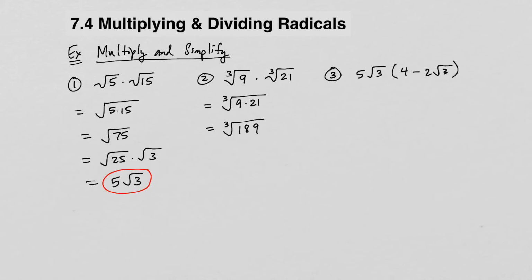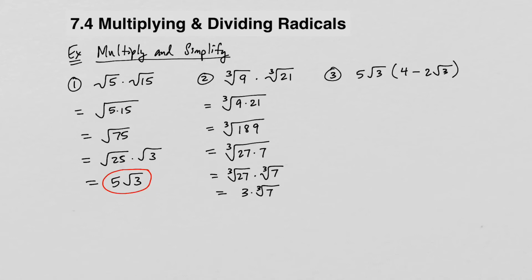But then we can refactor 189 as 27 times 7. Now why am I doing that? Well, because the cube root of 27 is 3. And so we can break that apart and we end up with 3 times the cube root of 7.